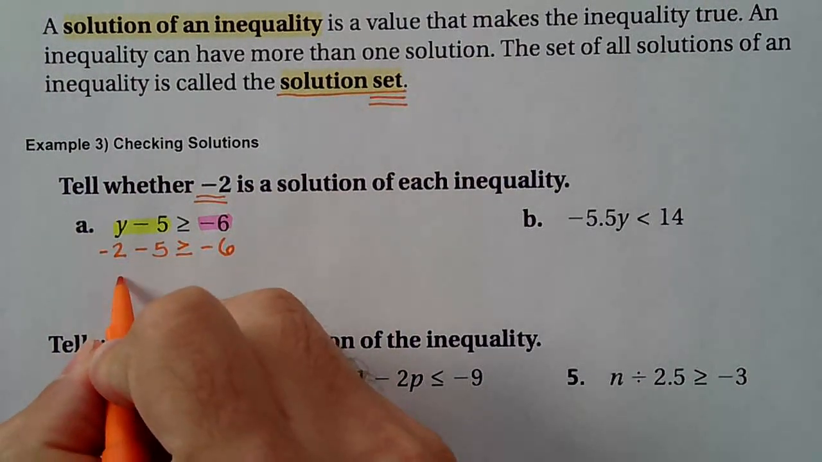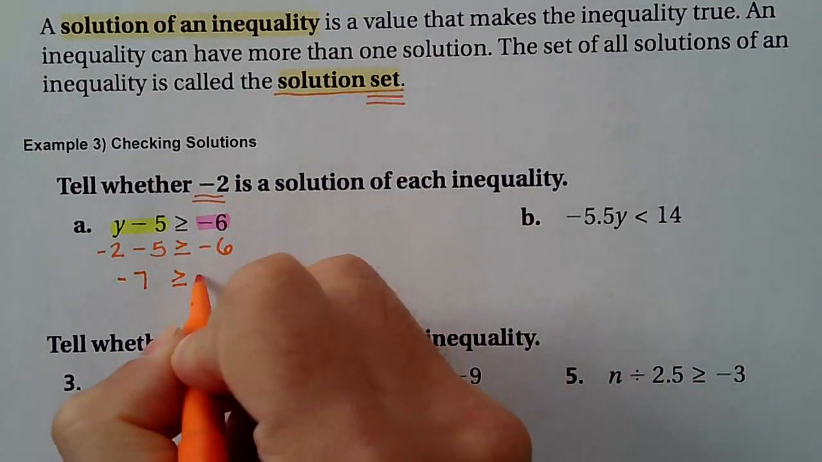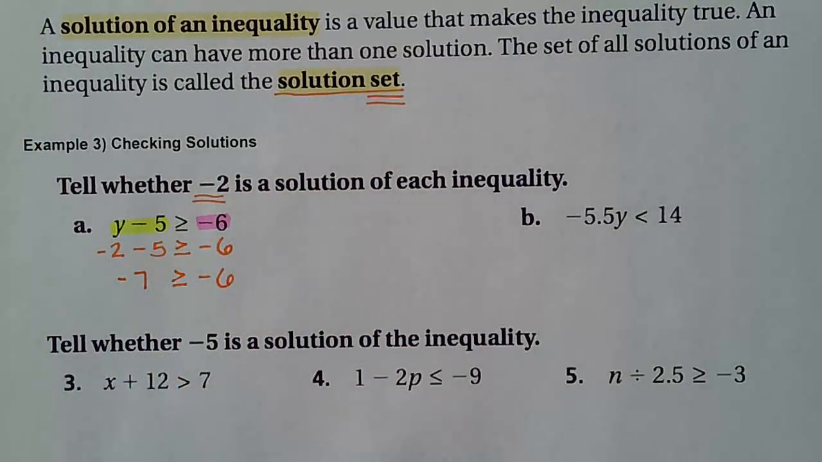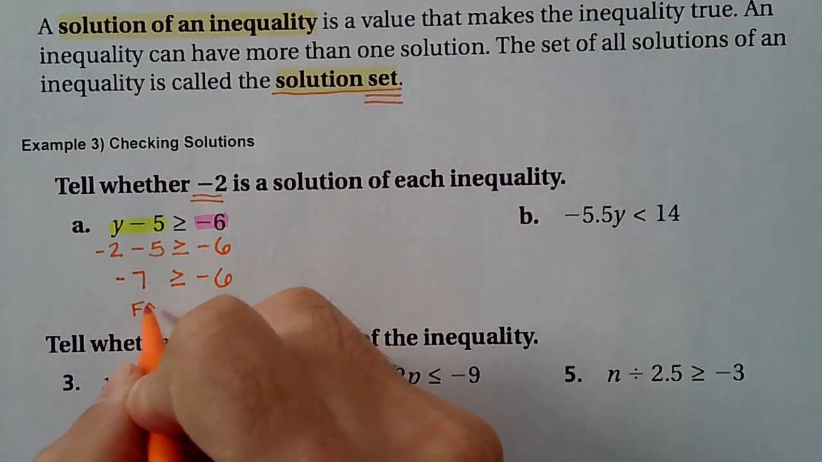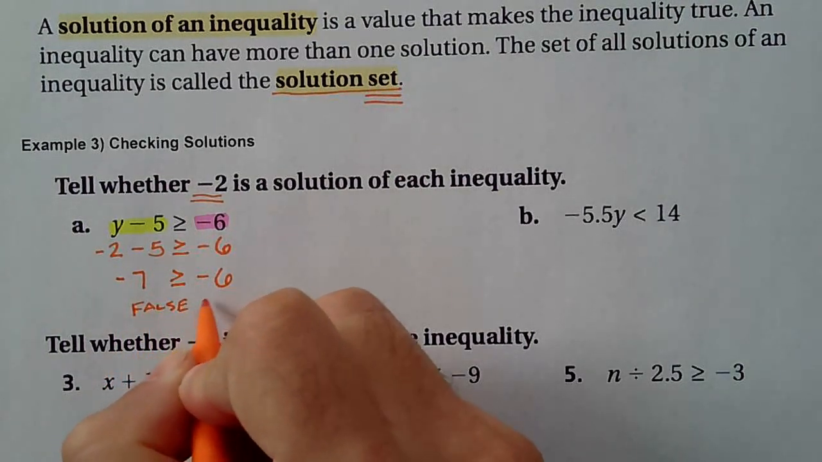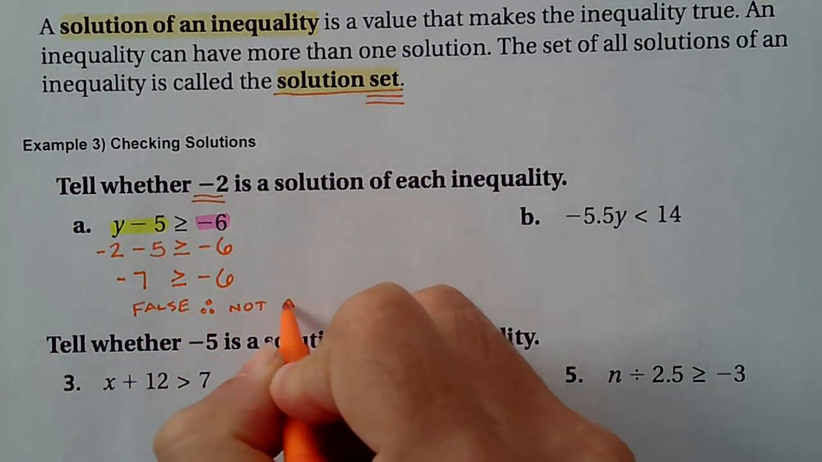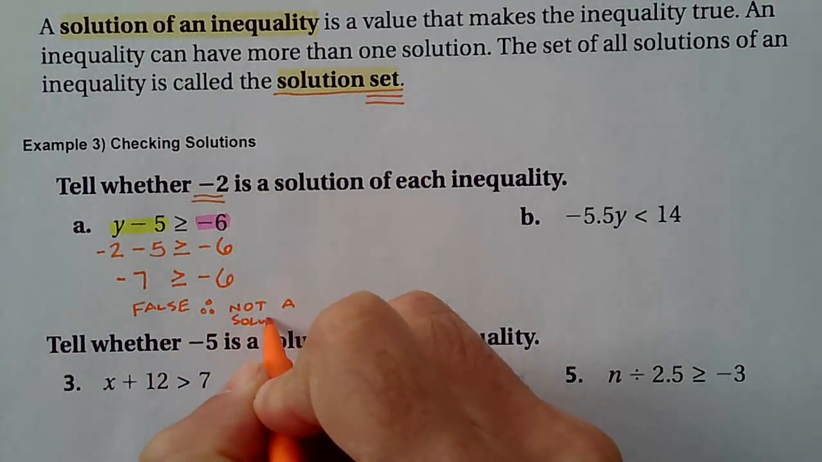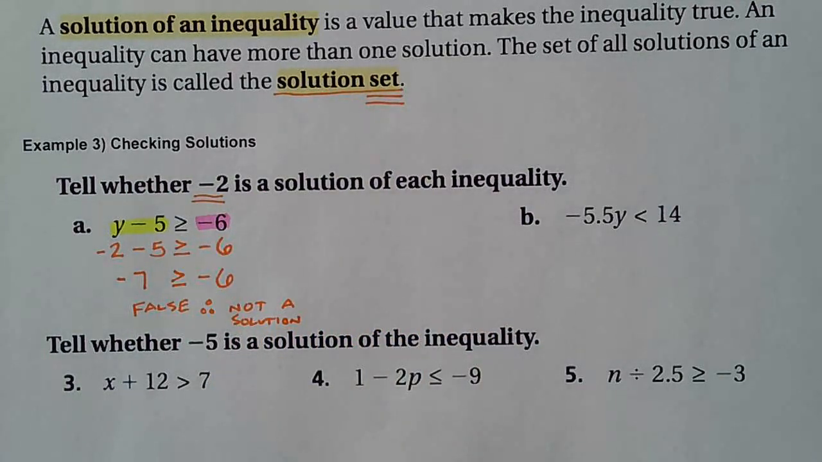-2 take away 5 is -7. Greater than or equal to symbol stays, -6. Is -7 greater than or equal to -6? No, it's not. So this would be false, therefore not a solution. So -2 is not a solution for that inequality.